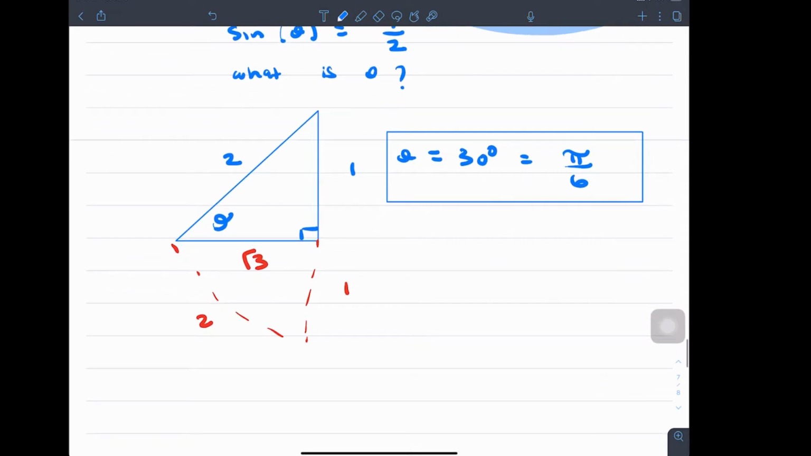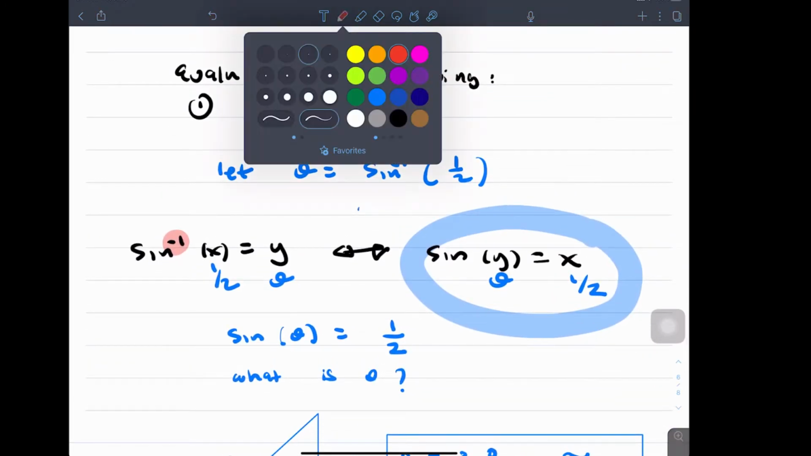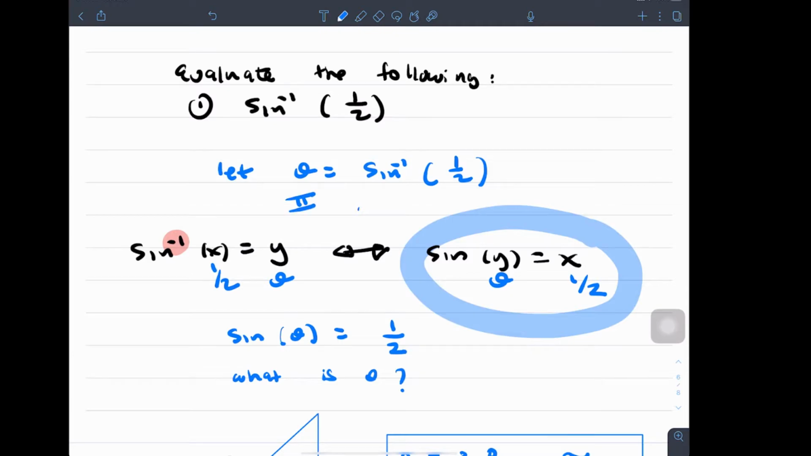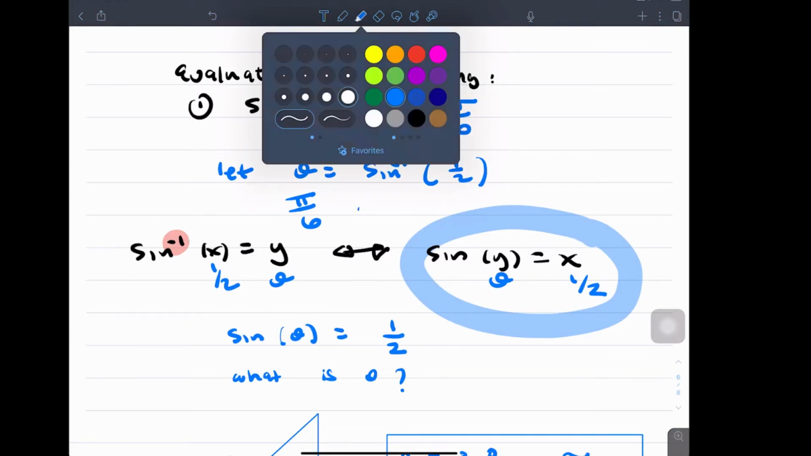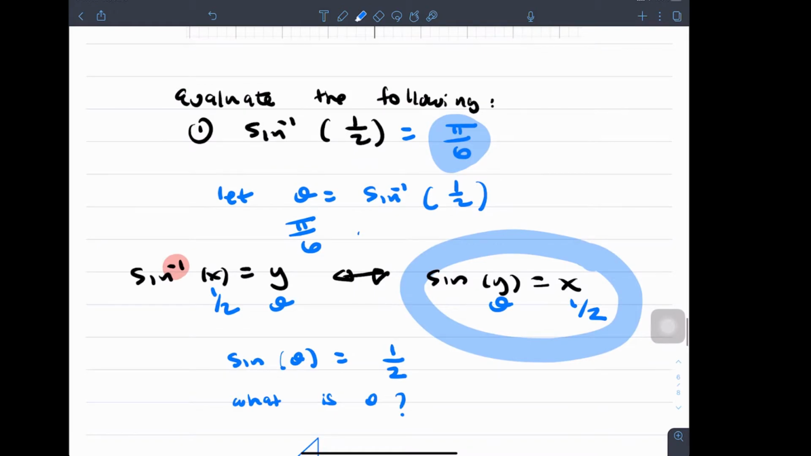You guys know what I'm saying? I know my triangle looks ugly. Theta is pi over 6. So what does this mean? This equals pi over 6. Easy breezy, lemon squeezy. So you follow that process. You're following the definition.